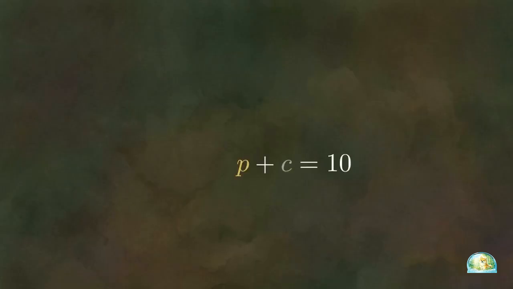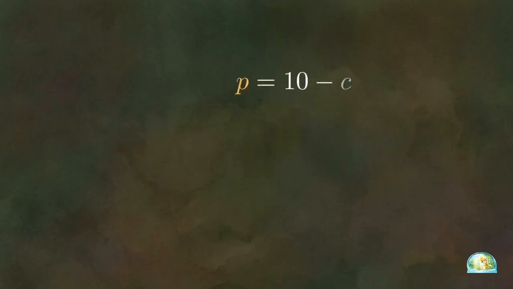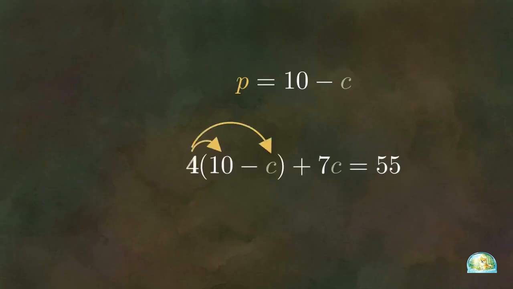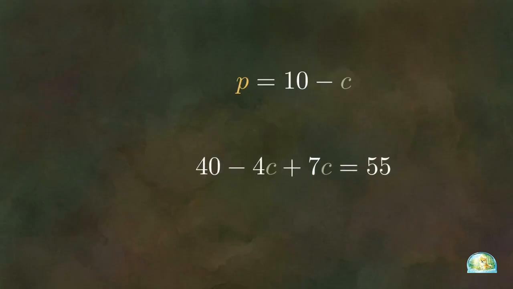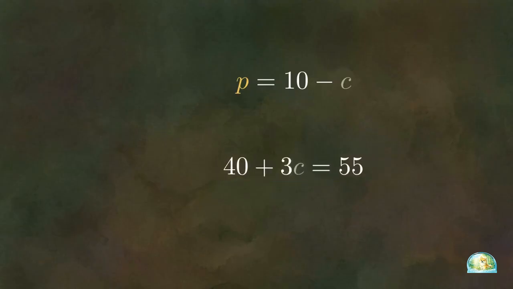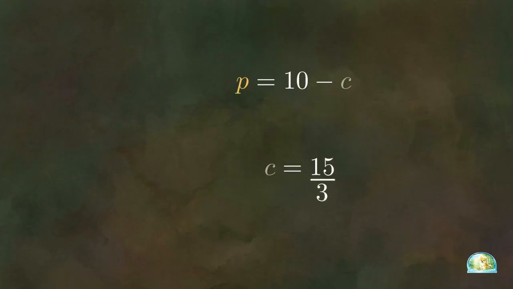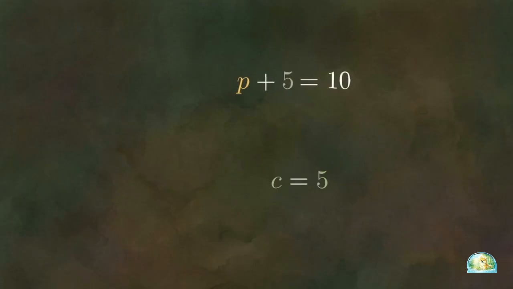Since P plus C equals 10, we isolate the variable to get P equals 10 minus C. We drop that expression right into the value equation. Distributing the 4 gives us 40 minus 4C. Combining that with the 7C leaves 3C. Subtract 40 from both sides to get 3C equals 15, meaning C equals 5. If the total mix is 10 pounds, the peanuts must be 5 pounds too.